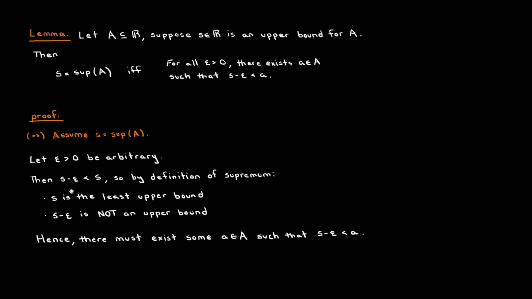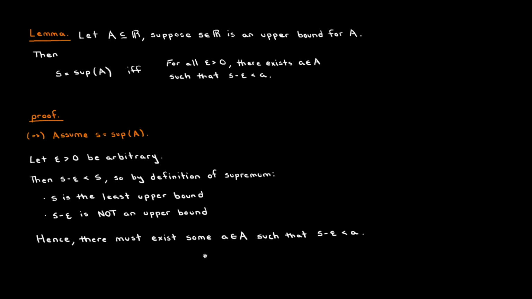And then let's consider S minus epsilon. Well, if I do S minus epsilon, that must be strictly less than S. We know that S here is the least upper bound, right? That's given to us. Well, if it's the least upper bound, then S minus epsilon can no longer be an upper bound. Because if it was, well then S cannot be the least upper bound, right? Because this would be a strictly smaller upper bound. And so since S minus epsilon is not an upper bound, what does that mean?